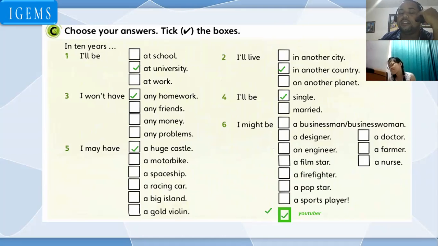Number 6. You may be a businessman or, in this case, a businesswoman, a designer, an engineer, a film star, a firefighter, a pop star, a sport player, a doctor, a farmer, or maybe a nurse.